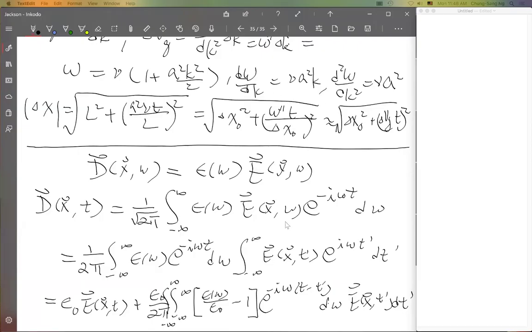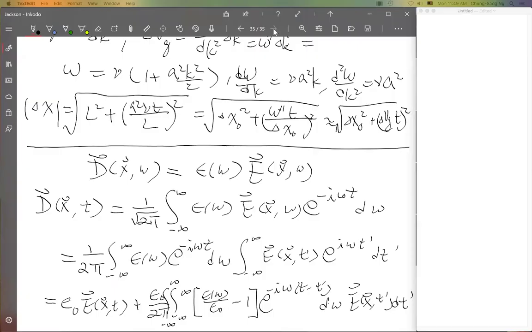Any question up to here? There's just a little bit of manipulation with a Fourier transform. Any question up to here before we go to the next page? No.